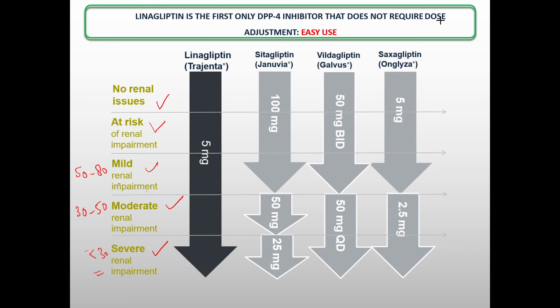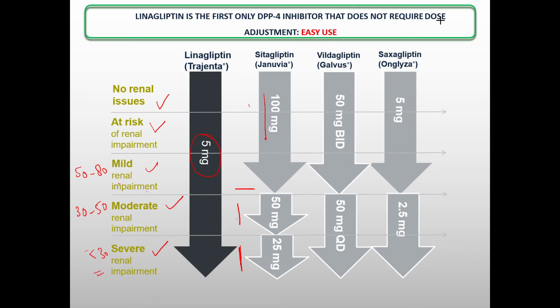So linagliptin can be given in mild, moderate and severe renal impairment as a full dose of 5 mg OD. While sitagliptin we can give 100 mg, that is full dose 100 mg OD, up to mild renal impairment. Then in moderate renal impairment we have to reduce the dose. We have to give a dose of 50 mg OD. Then in severe renal impairment we will give a dose of 25 mg OD.